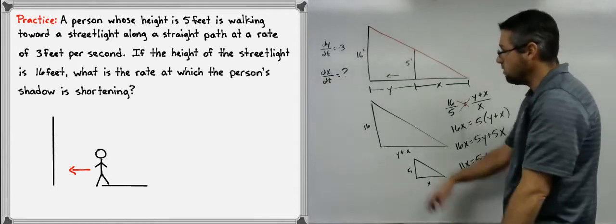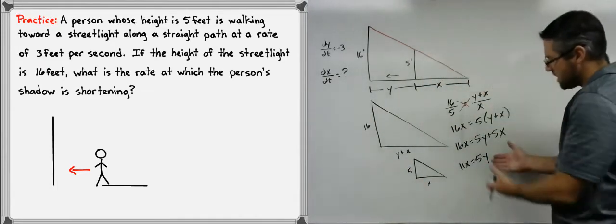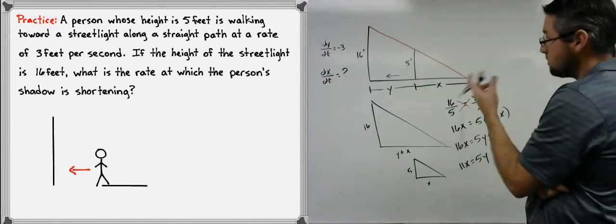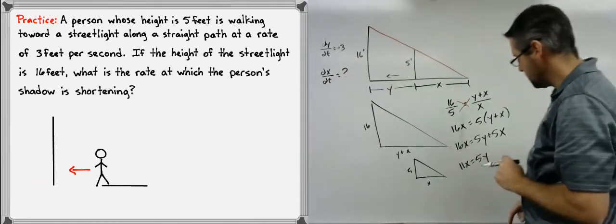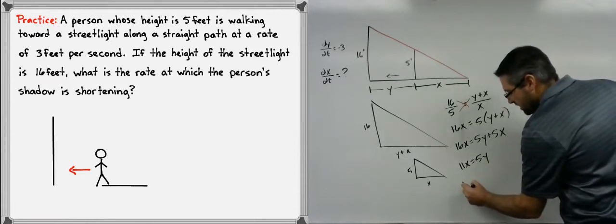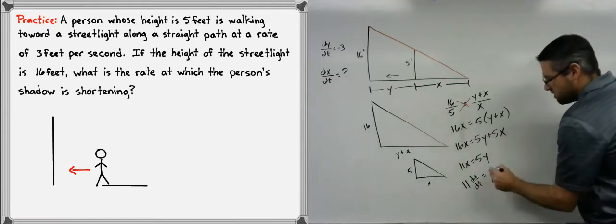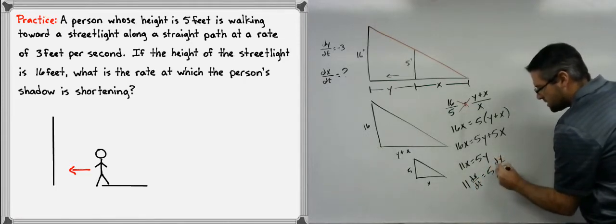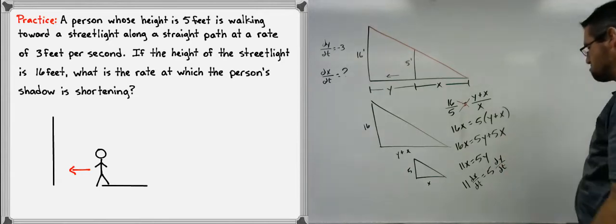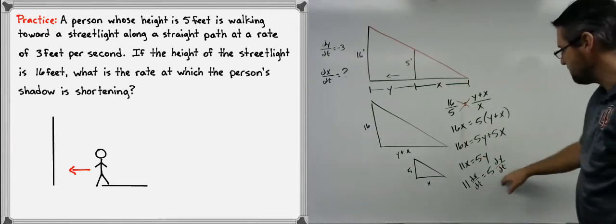What do I do now? Well, I'm looking for dx/dt. I have dy/dt, so I need to take the derivative of this with respect to time. So when I take the derivative of this with respect to time, the derivative of 11x is going to be 11 times dx/dt, and then equals, the derivative of this is going to be 5 times dy/dt. Okay, that seems pretty simple. It seems pretty straightforward. And then I can just plug in values.